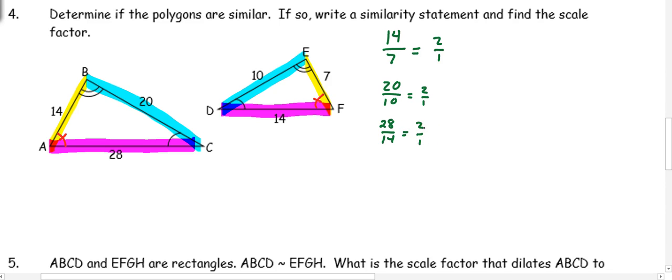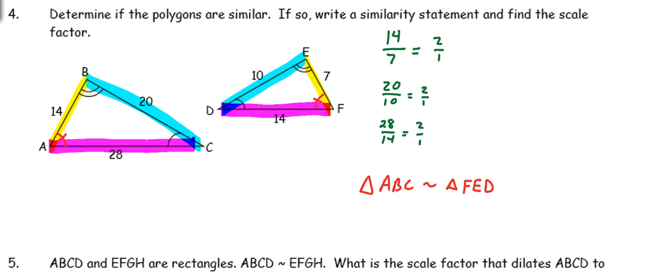So because all of the sides reduce to the same ratio, this means they are similar. So because they're similar, we're going to write a similarity statement. So we're going to name our first triangle. So I'm just going to name it ABC. We're going to use the tilde, which means similar. And then we're going to name the other triangle. Now, here is where we got to be careful naming the triangle. We got to look at which letters match up. So A matches up with F, B matches up with E, and C matches up with D.